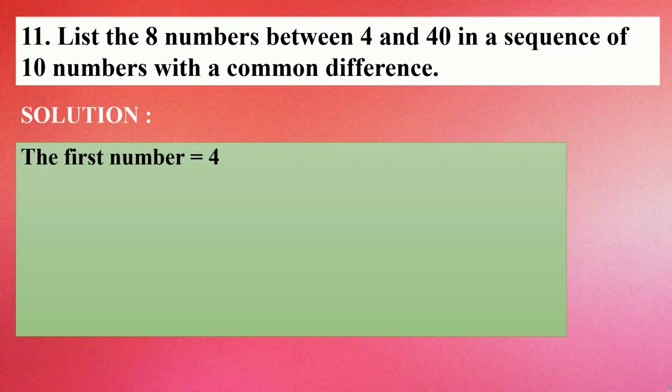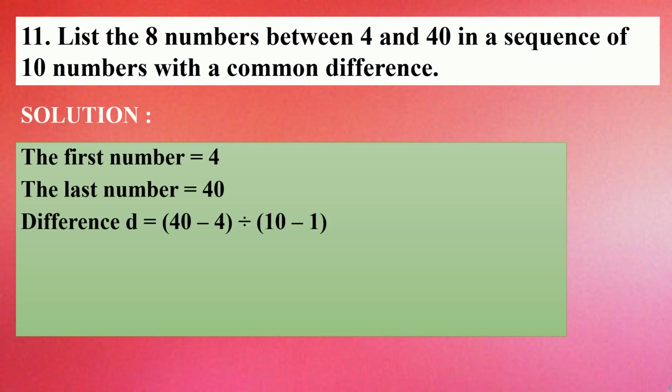First number is 4 and the last number is 40. We already have that from the question. And the number of terms is 10. What is the difference? Difference is 40 minus 4, that is, the last term minus the first term, divided by... 10 is the number of terms, 40 is the 10th term and 4 is the first term.